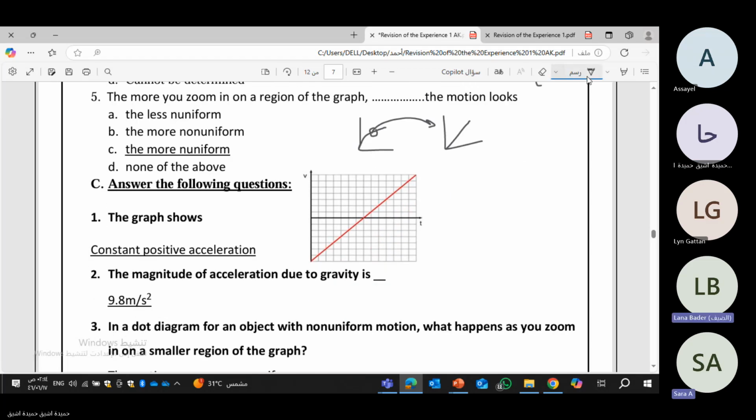Positive constant acceleration. Why is it not negative? Because I'm starting from the left to the right. So I'm starting from here, and it's going up. Look, it's going up. So this is positive, not negative.